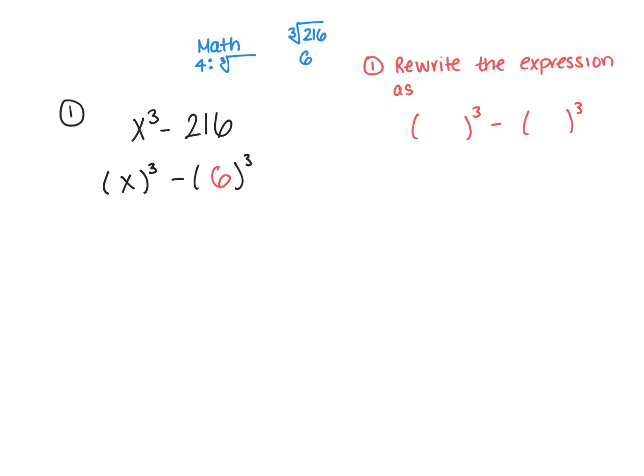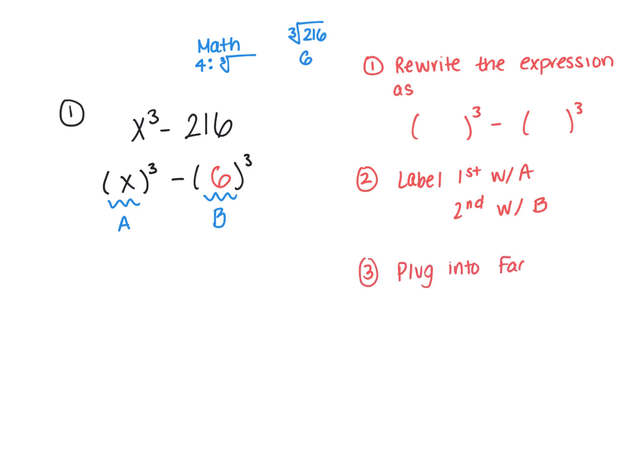So once you've rewritten it in that expression, the second step is going to be to label the first with A and the second with B. So I'm going to do that here. This is my A term and this is my B term. And then you're just going to plug it in to the formula. So the factored formula is A minus B, times A squared plus AB plus B squared.